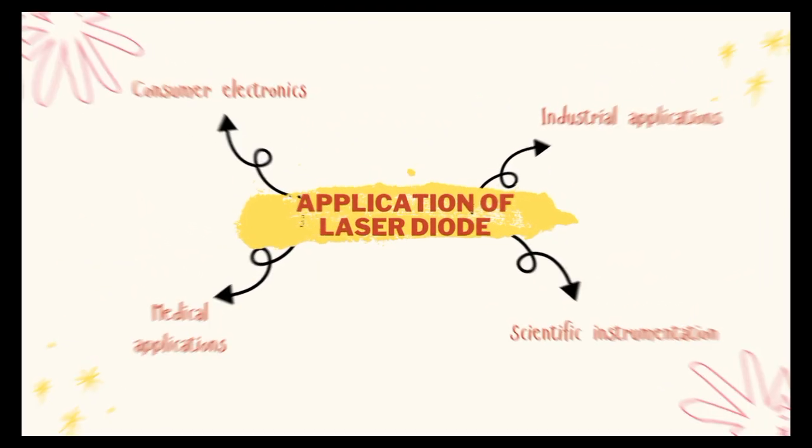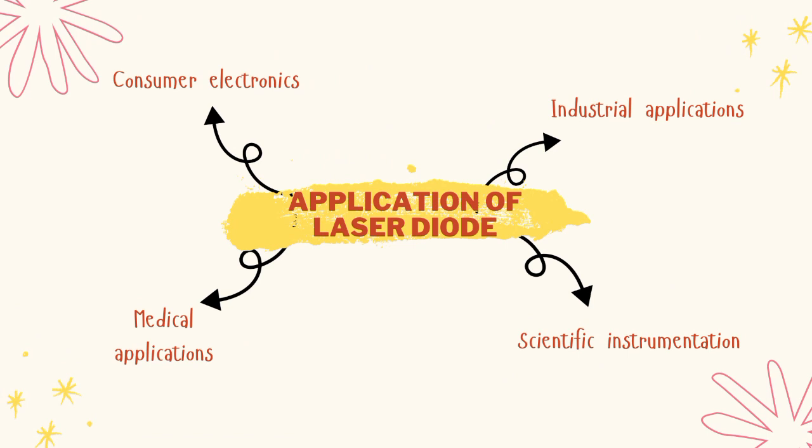Next is application of laser diode. Laser diode modules are used in all major areas of electronics, ranging from number 1, consumer electronics, for example, CD or DVD players, laser printers, fiber optic communication, barcode readers, and others. Number 2, medical machines. Laser diodes are used in machines used to remove unwanted tissues, eliminating cancer cells, non-invasive and cataract surgeries, and others.